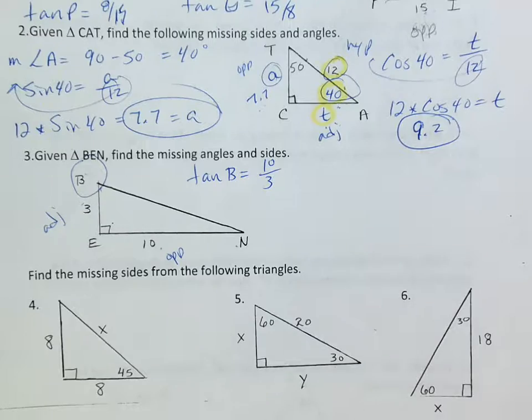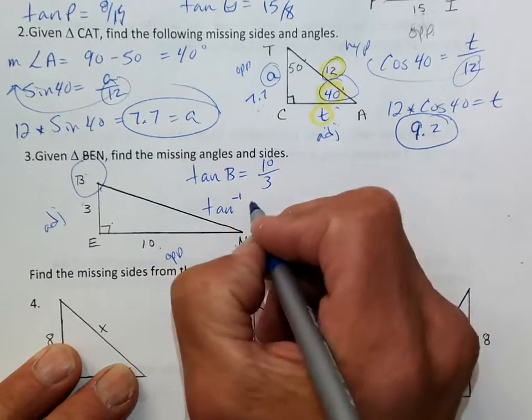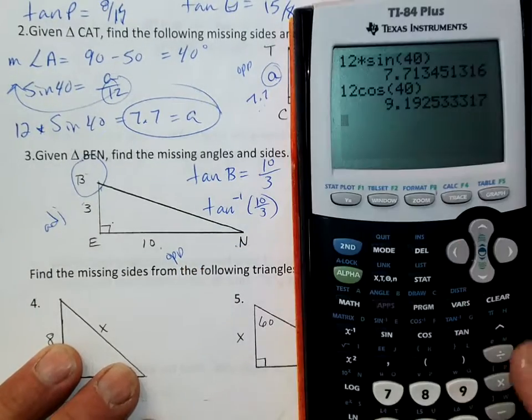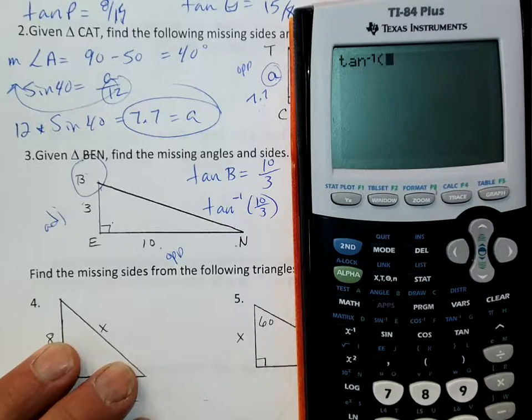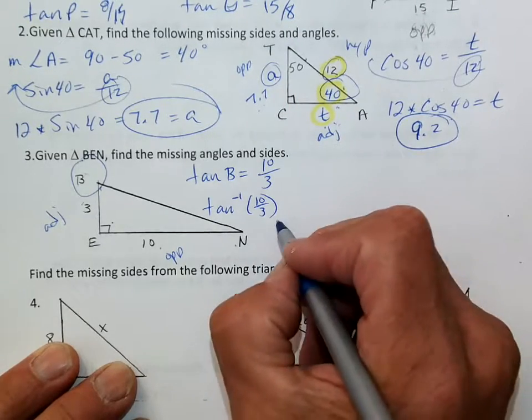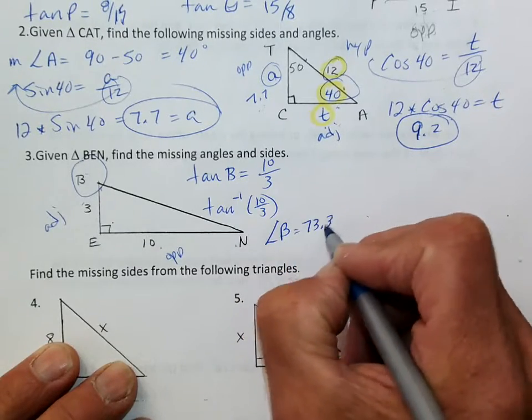So I need to use my second or my inverse button. So I'm going to go tangent inverse of 10 divided by 3. And I'm going to just put that in my calculator. We'll go tangent inverse of 10 divided by 3. And I get an answer of about 73.3 degrees. So angle B is about 73.3 degrees.